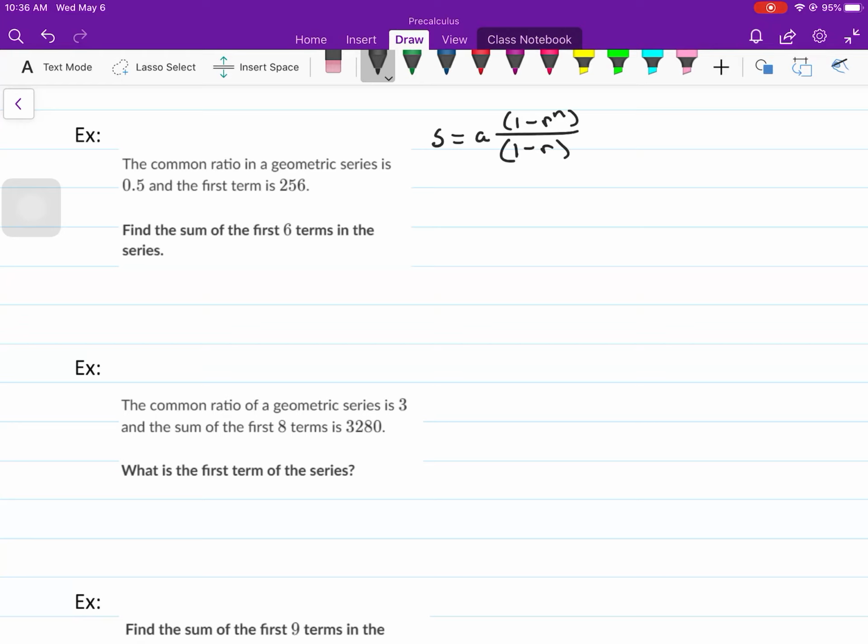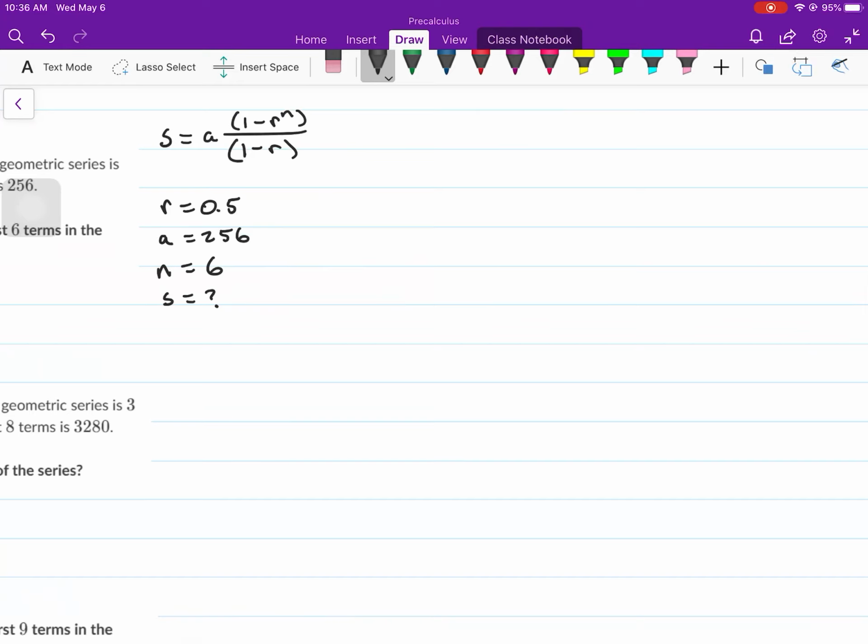So this one says that the common ratio is 0.5, and the first term, so that's a, is 256. And they're telling us to find s of the first 6 terms. So n is 6, and we're finding s. So let's just go ahead and plug all that in. I'm not sure how much easier this could get. So s is going to equal a, 256 times 1 minus 0.5 to the 6 over 1 minus 0.5.